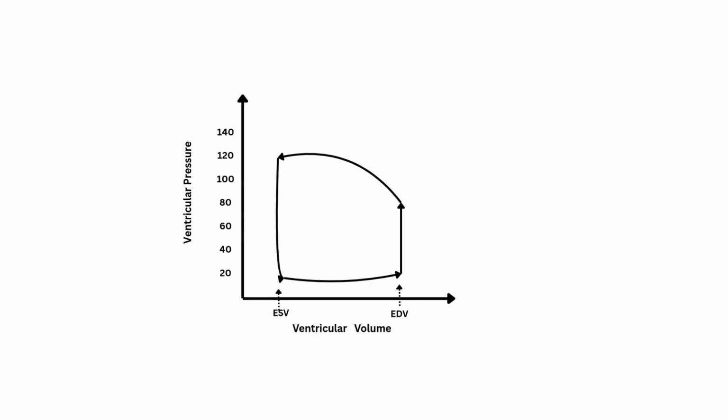This is very high yield for your examinations. So we are going to learn how to apply this in real life situations about how pressure volume loops change in various valvular pathologies. Utilizing the principles we've learned, we begin with aortic stenosis.